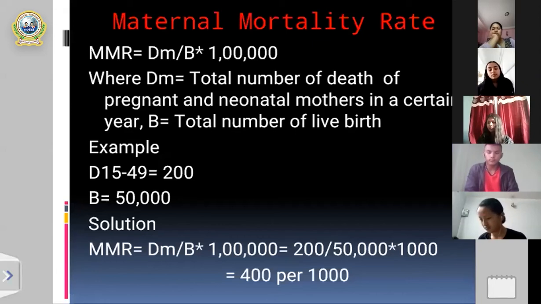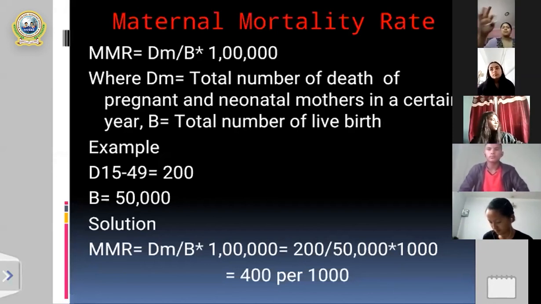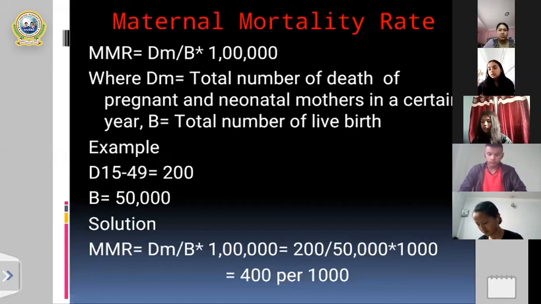So MMR equals, once again at the top of the screen you can see, small d, the total deaths of mothers, divided by births in the same year, multiplied by 1 lakh. Now, deaths 200 divided by total births 50,000 multiplied by 1 lakh. In the slide there is 1,000, but there must be 1 lakh. So multiply by 1 lakh, and when we do the cross multiplication, the answer will become 400 per lakh. That's the unit of MMR.